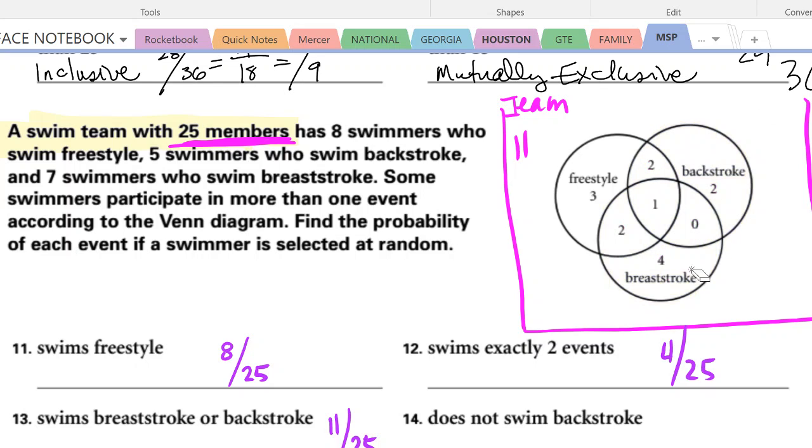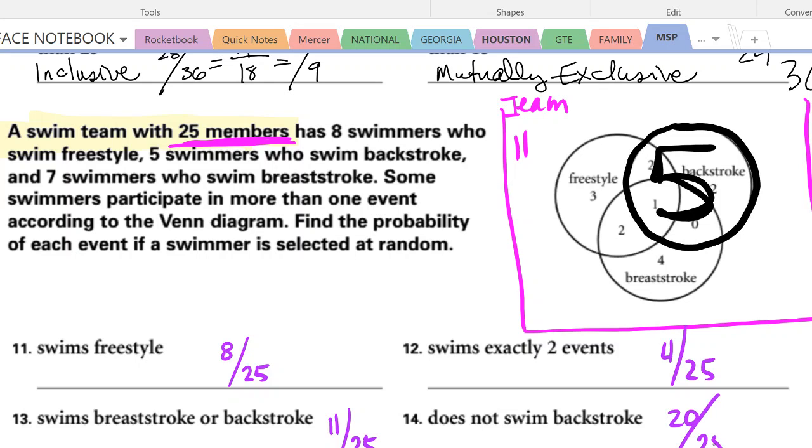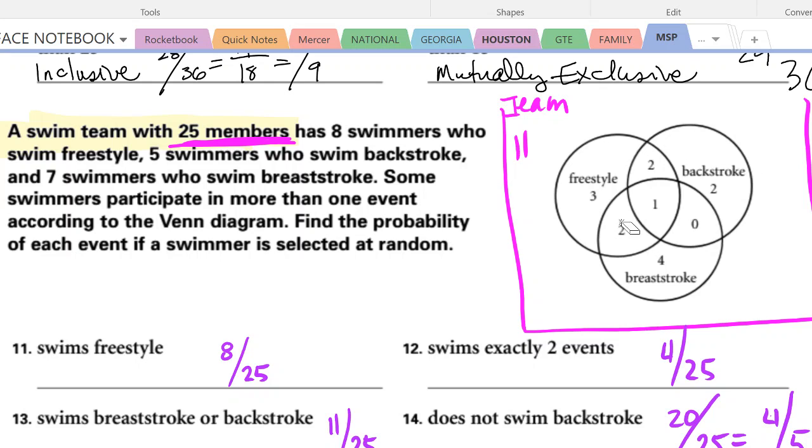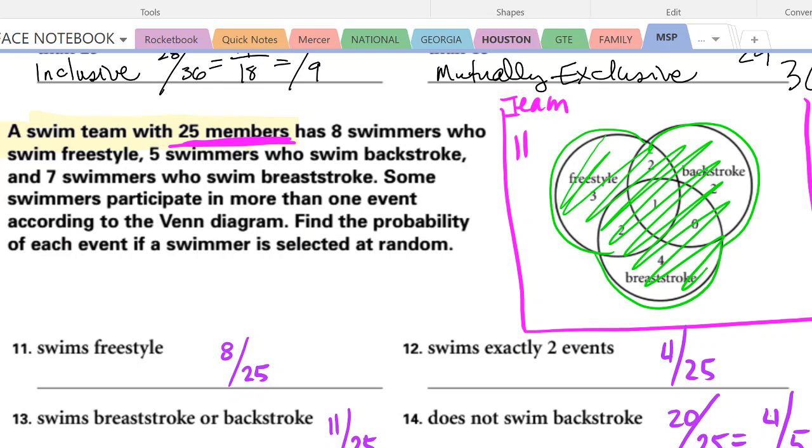Okay, and then does not swim the backstroke. If you think about it, backstroke consists of 5 people, right? Well, there are 25 on the team, so how many don't swim backstroke? That would be 20 out of 25, which is 4/5. And lastly, anyone who does not swim freestyle, breaststroke, or backstroke. In other words, they're these people outside of this team right here. These don't consider any of those. And that would be a total of 11 out of 25. And that's the end.